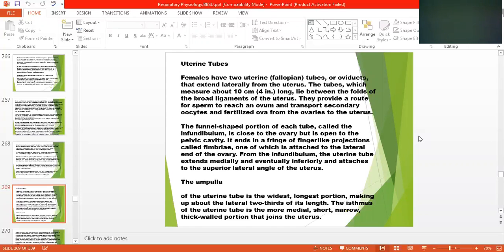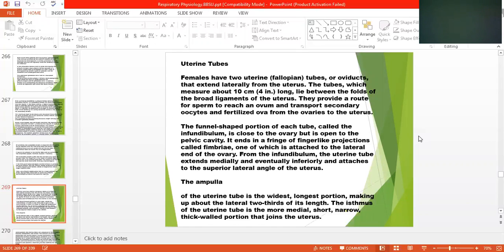The tube, which measures about 10 centimeters, 4 inches long, lies between the folds of the broad ligament of the uterus. They provide a route for sperms to reach an ovum and transport the secondary oocyte and fertilized ova from the ovaries to the uterus. So these ova can be fertilized if sperms are present.